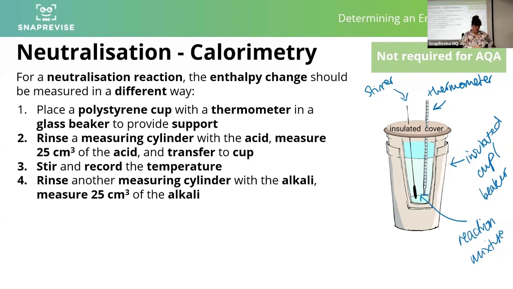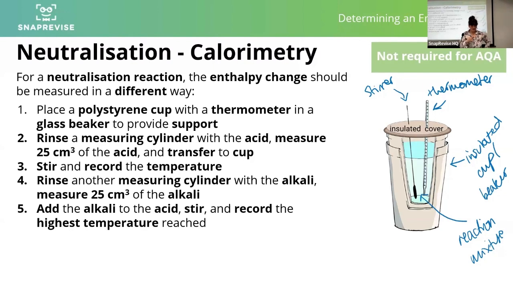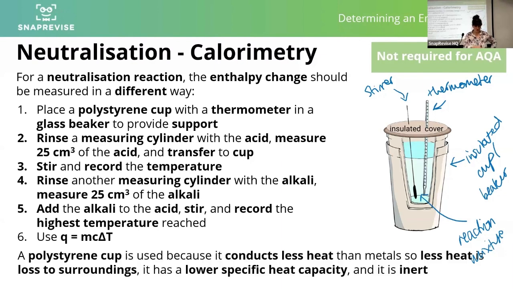Then rinse another measuring cylinder with the alkali, measure 25 centimeters cubed of the alkali, add the alkali to the acid, stir and record the highest temperature reached. Then we can use Q equals mcΔT to determine the heat energy that is exchanged. A polystyrene cup is used because it conducts less heat than metal cups or glass, so there is less heat loss to the surroundings, and it has a lower specific heat capacity. Also, it's inert, so it's not going to react. So that's all the reasons why we would use a polystyrene cup.